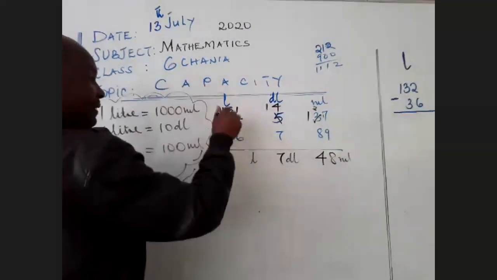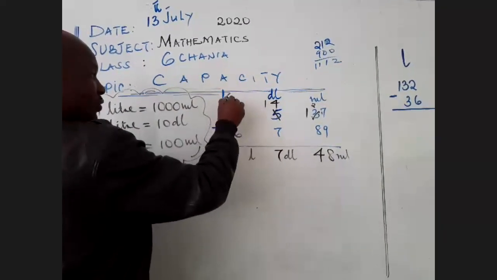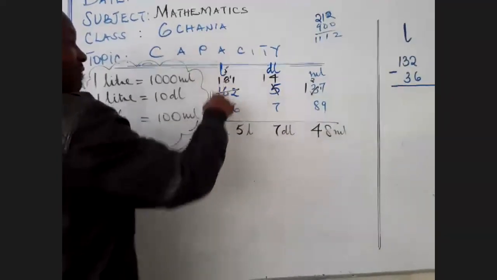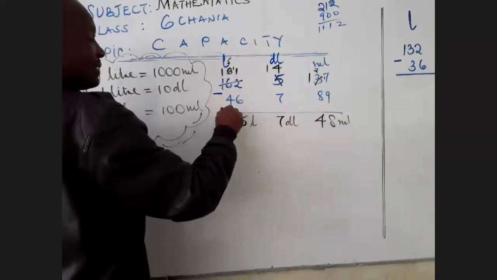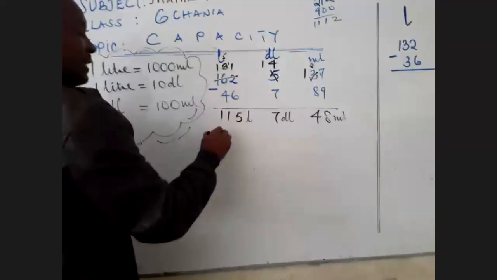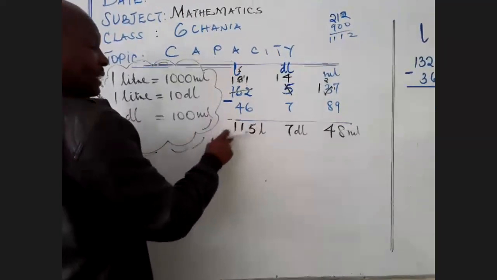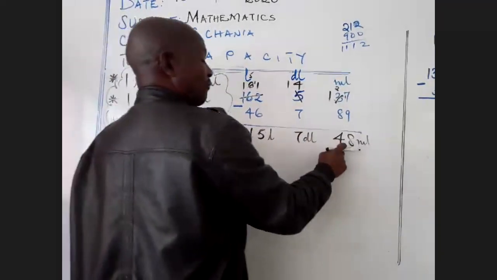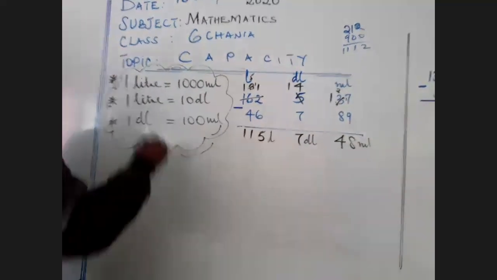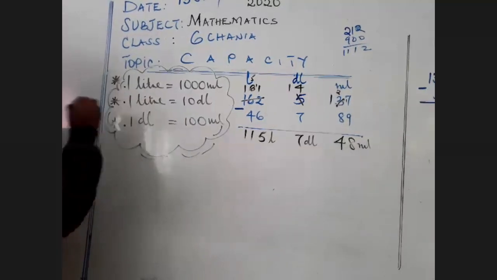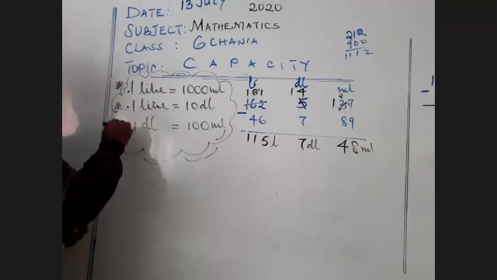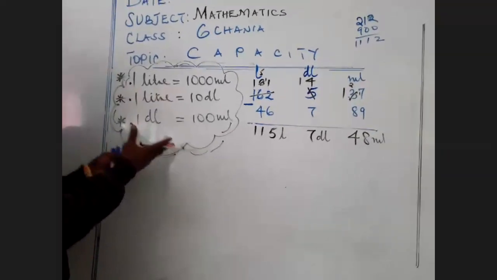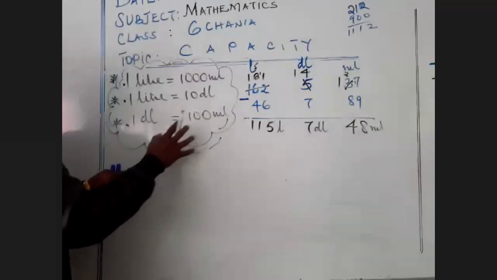Finally, 11, borrow 1 from there to make it 5. So 11 minus 6, 5. And then 5 minus 4 is 1, and that 1 is still there. So that's how we were landing on 115 liters, 7 deciliters, and 48 milliliters. So it is here. It is in our brains where we need to remember. And I've now reminded you severally, so I'm sure now you have mastered this.